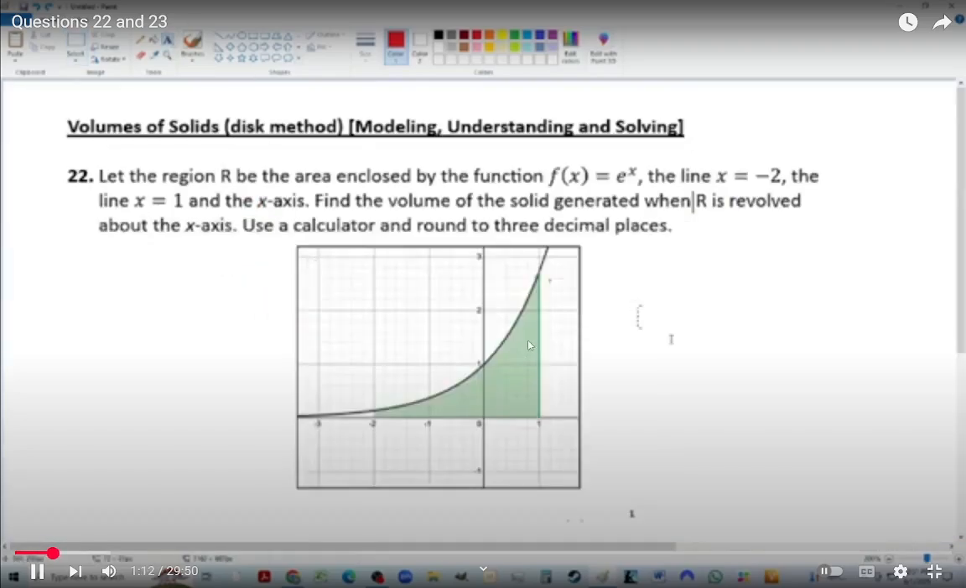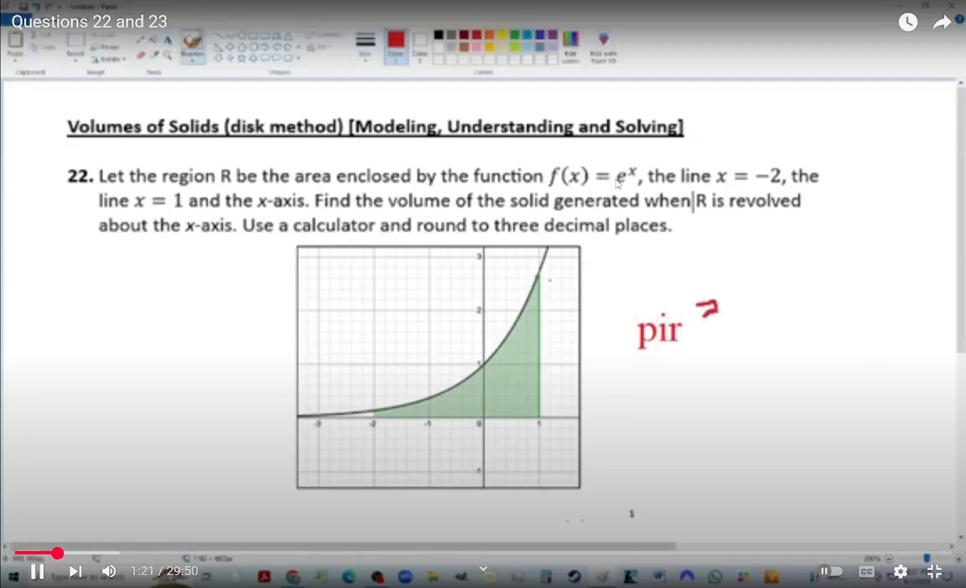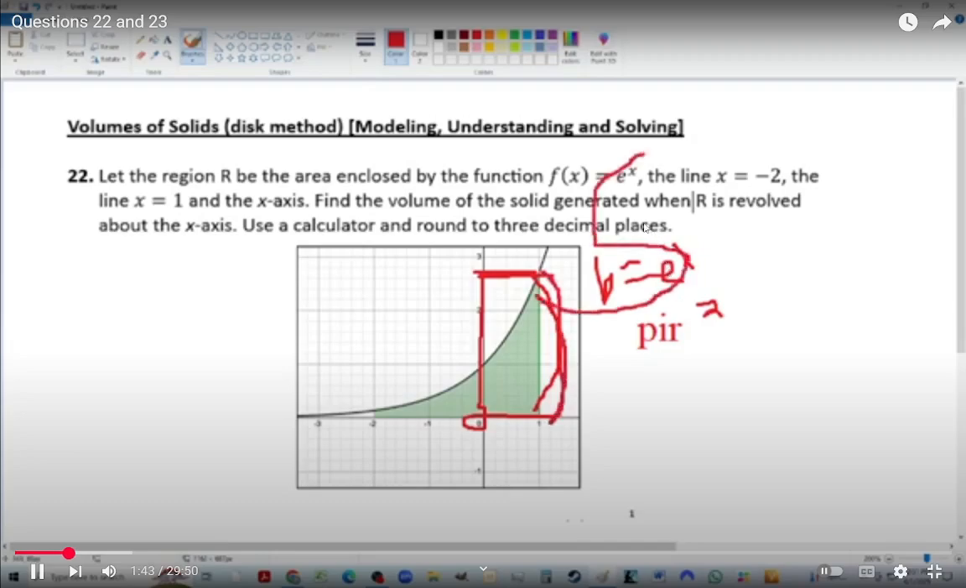Well, the distance between the x-axis and the top here is actually this function. But this is the formula for a circle, pi r squared. And the radius is the distance from the x-axis to the top of this y. Well, that's the function they've given us. In this case, that distance is e to the x. But that's the radius. If I were to rotate around, I have to square it.